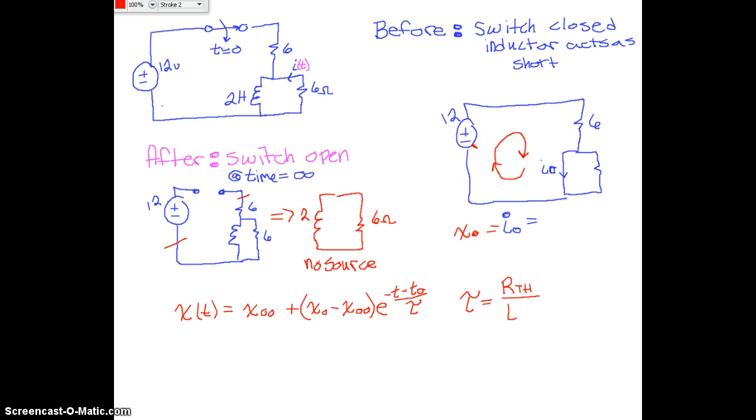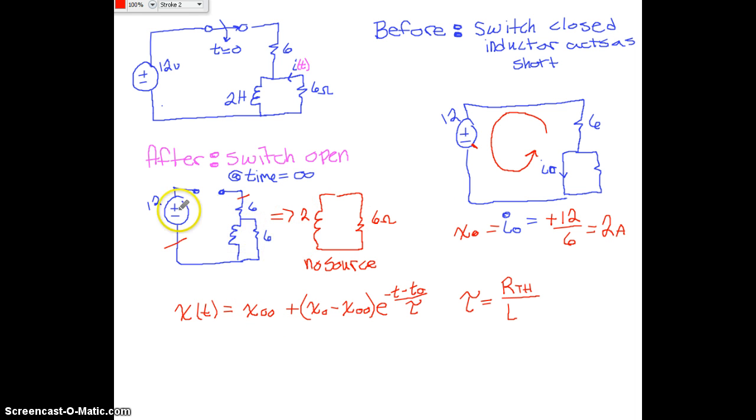So in order to do that, we're going to draw the current around the loop here. So the current's going to enter the positive side of that voltage. So we're going to have positive 12 divided by 6, which is going to give us 2 amps. So now we just have to solve for the current at time infinity.